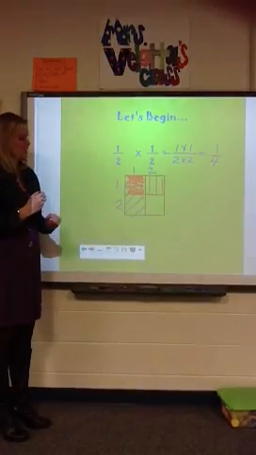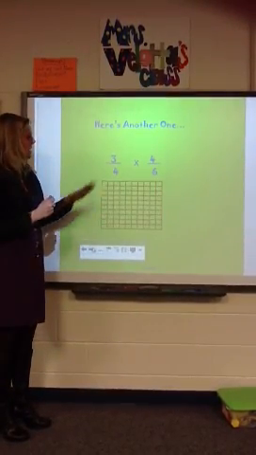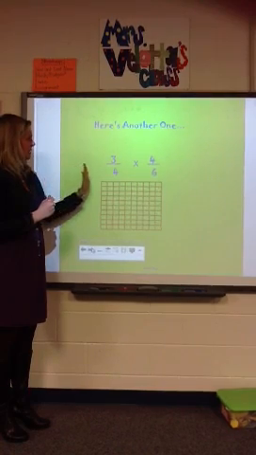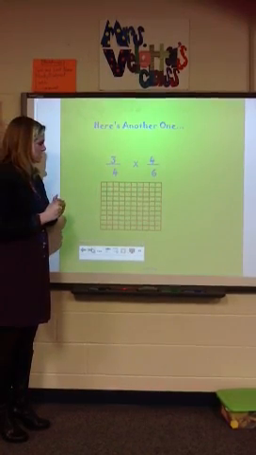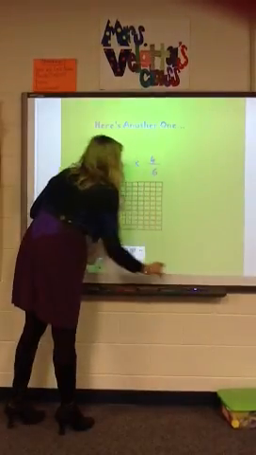So this is what that looks like as a visual model, and I'll be asking you to create that in class as well. Let's look at another one. Again, we're going to multiply straight across, but first let's see what that looks like on our model. Let's see if we can find it on our own first.